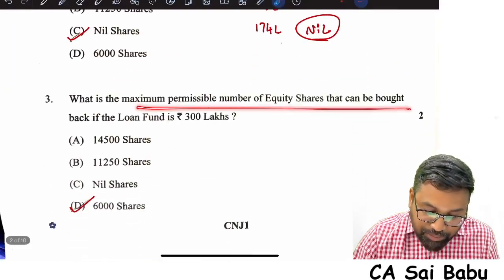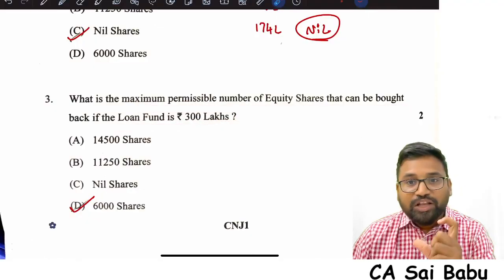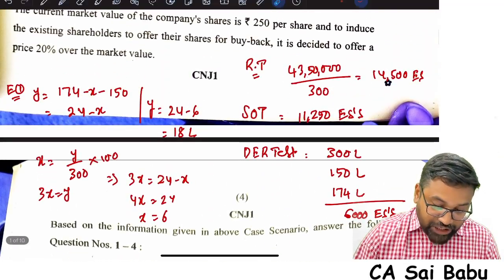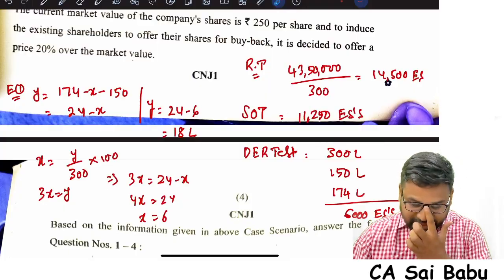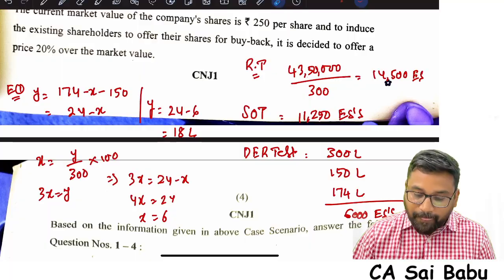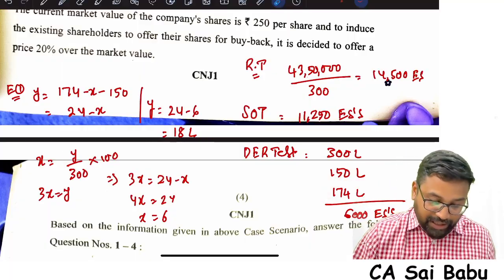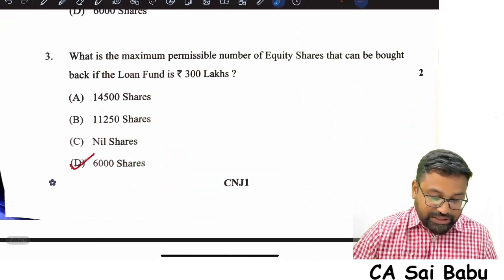What is the maximum permissible number of equity shares that can be bought back if the loan fund is 300 lakhs? See, if the loan fund is 300 lakhs, then it will be 6,000 shares. See, here we need to frame two equations. So 300 lakhs is the existing debt, 150 we need to maintain, and 174 is the present equity. So how much maximum can I use for buyback? By using the simultaneous equation method, we need to work this out. And we got 6,000 lakhs.